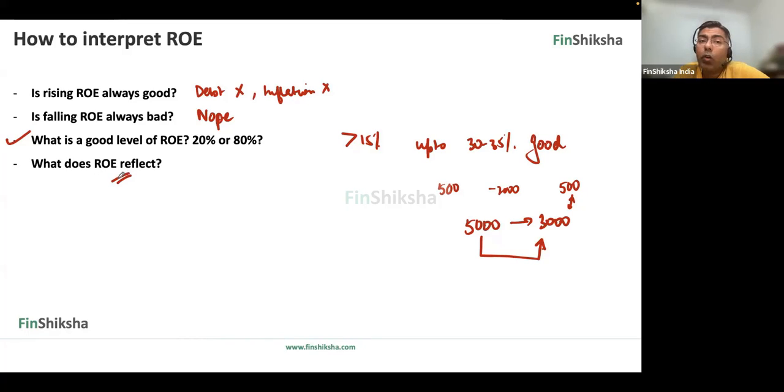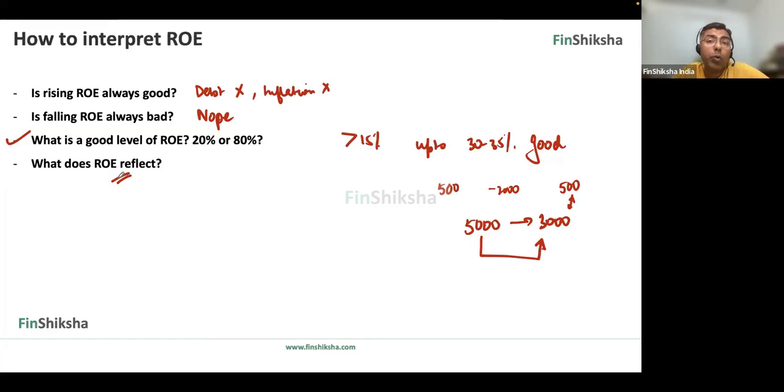Is a rising ROE always good? Not necessarily. You want to be careful if that's happening because of inflation or debt raising of the company. Is a falling ROE always bad? That may not necessarily be bad. You have to see whether it was because of an acquisition that something like an HUL did, or because of repayment of debt, or because there is a distortion in terms of cash earnings in a particular year.